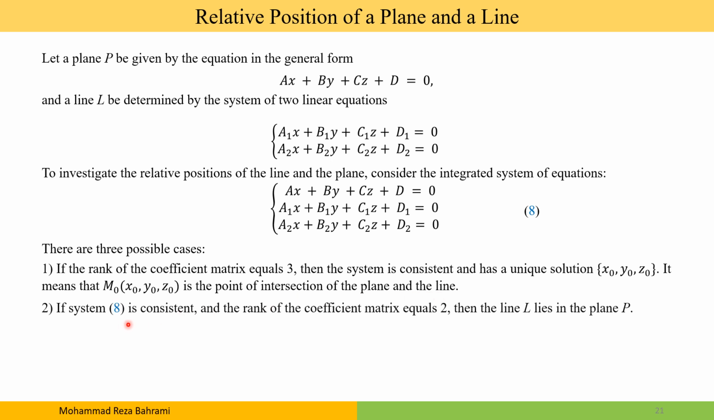In the other case, if the system is consistent, but the rank of the coefficient matrix equals 2, then line L lies in the plane P. And in the last scenario, if the system is inconsistent, so there is no solution, it means that the line L is parallel to plane P.